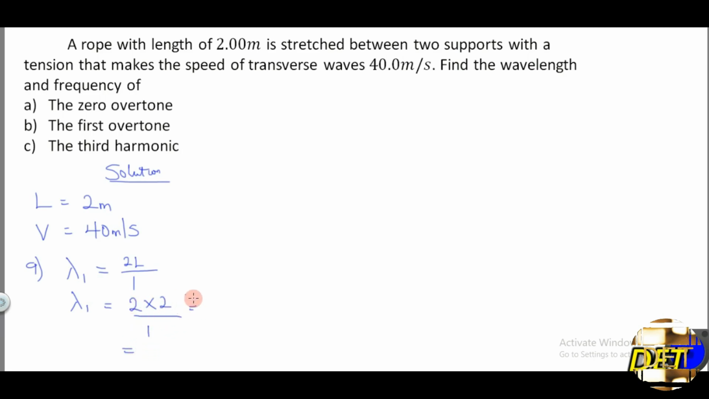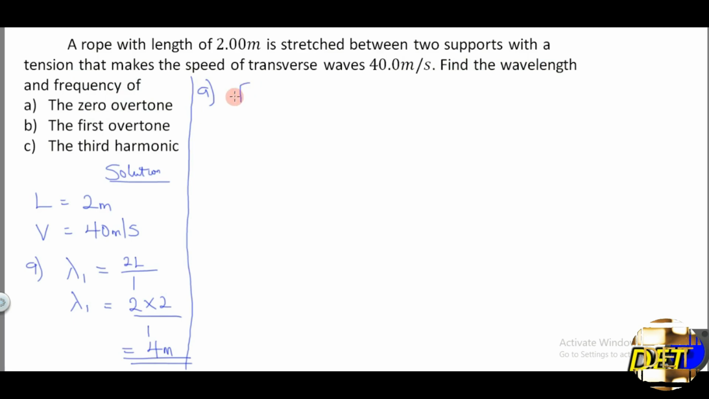That will be equal to 4, right? So 4 divided by 1 is still 4. So that will be 4 meters. This is your wavelength for the zero overtone. Then the next thing I would want to look for is the frequency, because the question says find the wavelength and frequency of the zero overtone. So we'll look for the frequency of the zero overtone.